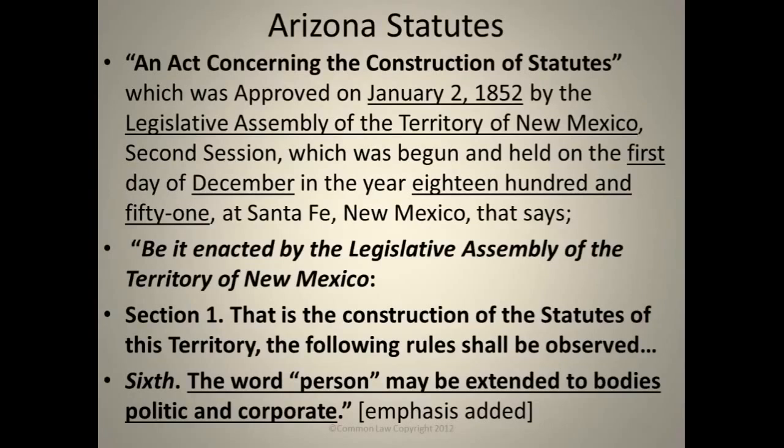An act concerning the construction of statutes in Arizona. Okay, now this is actually the Legislative Assembly of the Territory of New Mexico, because Arizona at one time was part of New Mexico. And it said this is first day of December 1851 in Santa Fe. Section 1, the construction statutes in this territory, the following rules should be observed. The word person may be extended to bodies, politic, and corporate.